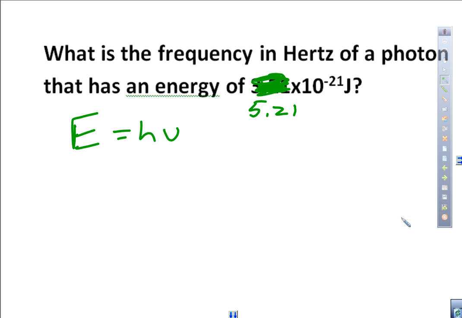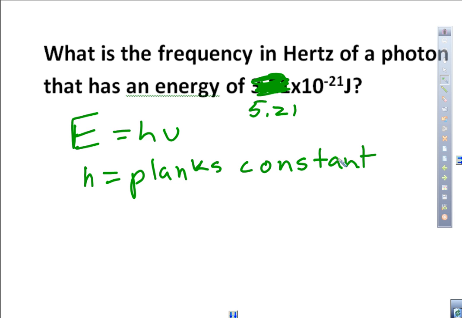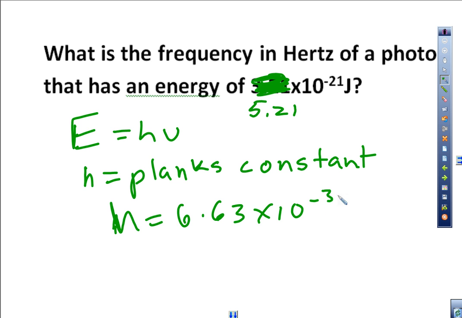So our formula that we're going to use for this equation is E equals hV. Now what does the E stand for? Energy. What does h stand for? Planck's constant. Which also equals what? 6.63 times 10 to the what? Negative 34.